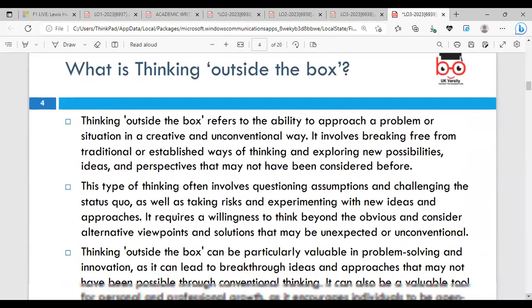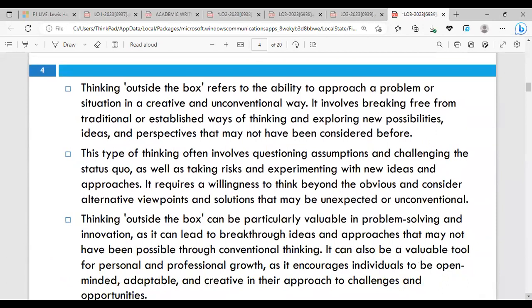Thinking outside the box refers to the ability and approach of handling a problem situation in creative, unconventional ways. It involves breaking free from traditional and established ways, exploring new possibilities and ideas. Let's say we want to buy a phone: which brand we want to buy, what storage capacity we want, what the RAM will be, and so on. So you need to think critically about it, and what will be the price of it.